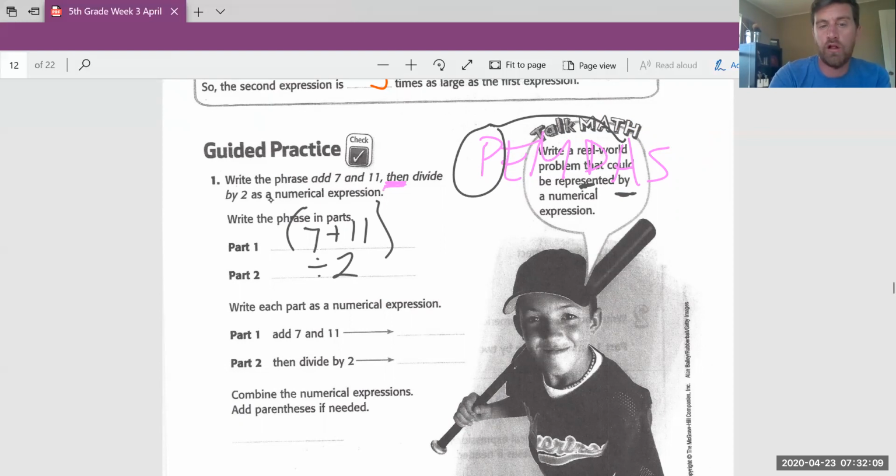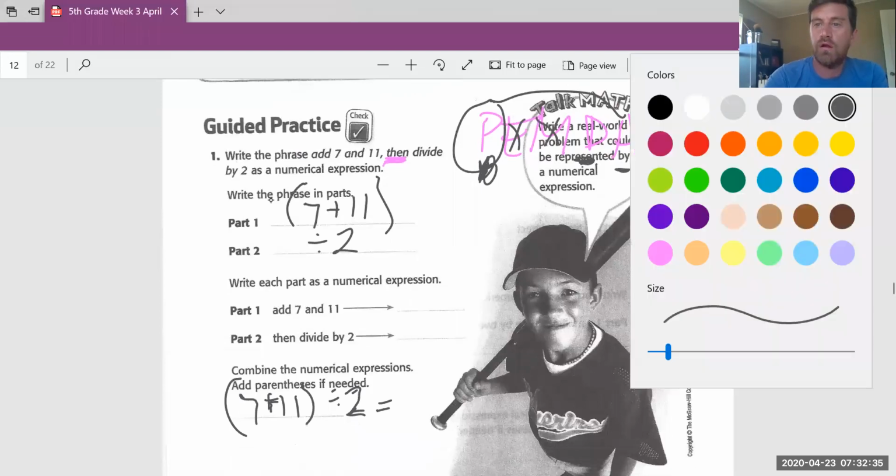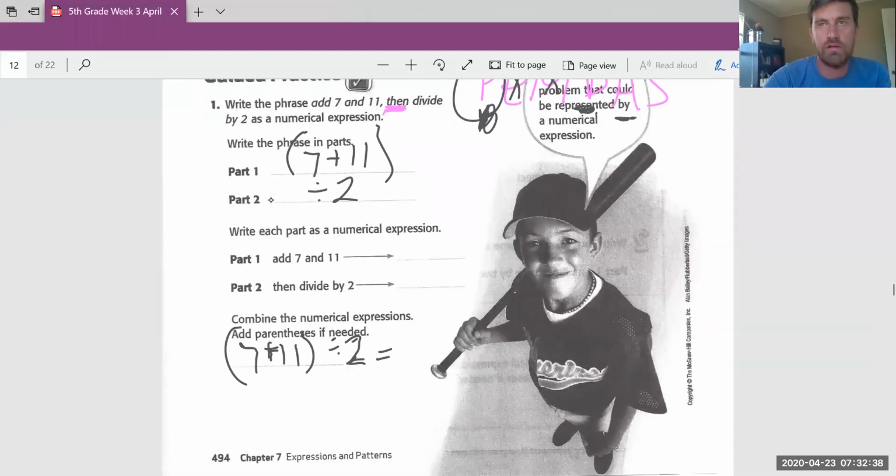Right. So all of this looks like the same thing. They're just really, really helping you practice. 7 plus 11, parentheses, divide by 2. Now, if I follow, I can do the parentheses first. I don't have exponents. I don't have multiplication. I already took care of that addition, and then I'm just going to divide. This lovely purple thing. 7 plus 11, 18. Divided by 2. Cut 18 in half. I end up at 9.